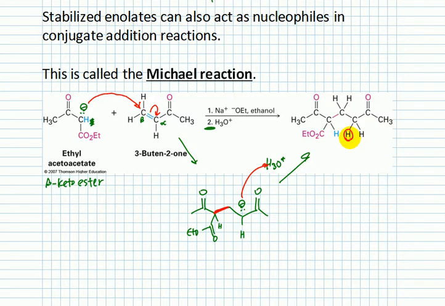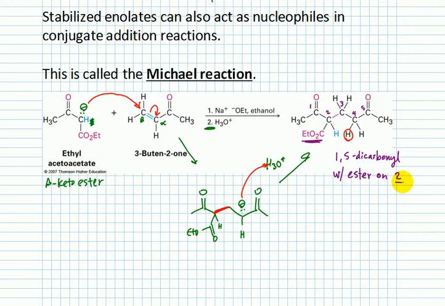Okay, so the enolate attacked the beta carbon, pushed electrons onto the alpha, so that gave us this new enolate as a product. So hydronium protonates that. Our product is a 1, 2, 3, 4, 5, it's a 1,5 dicarbonyl with an extra ester group on carbon 2.